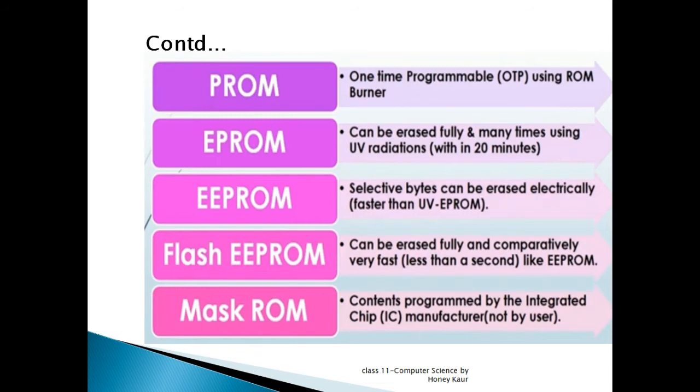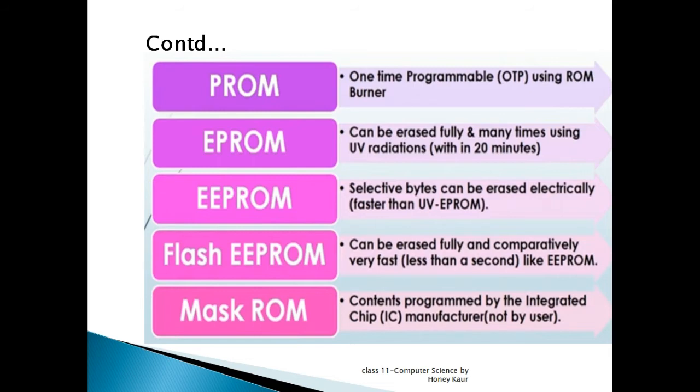one time programmable, meaning we can write the program one time using the burner, whereas in EPROM, that is erasable programmable read-only memory, we can erase fully and many times using ultraviolet radiation within 20 minutes only. The third one is electrically erasable. So selective bytes can be erased electrically, meaning we can't erase all the content stored in ROM, but we can delete or erase selective bytes electrically, and it is faster than ultraviolet radiation.